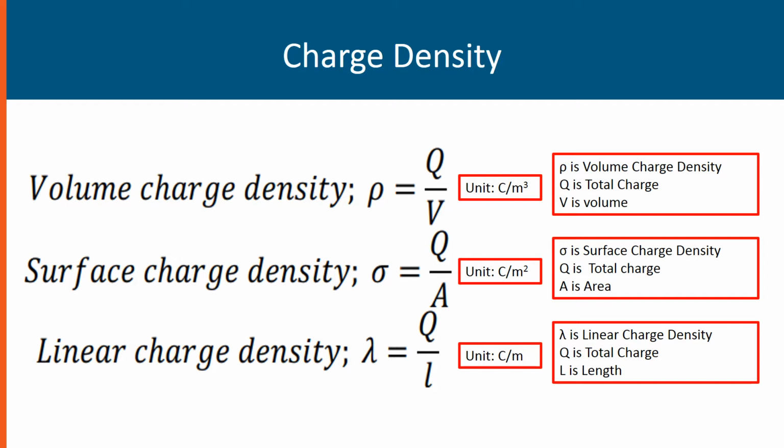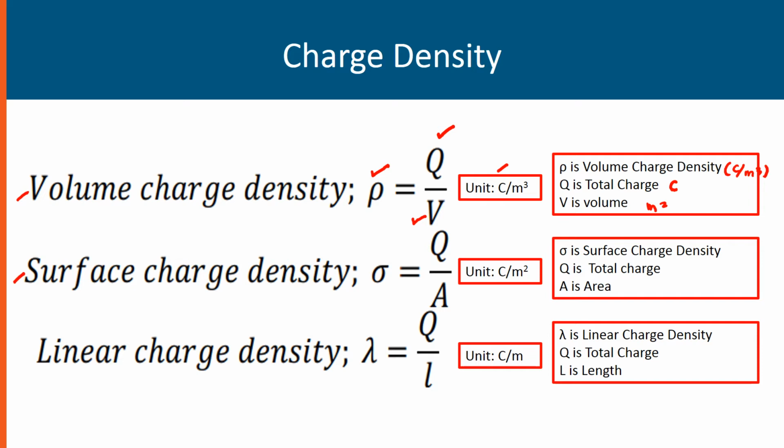So here is a summary of charge density. We have volume charge density. The unit would be coulomb per meter cubed. So we have the symbol rho is equal to total charge divided by volume, where rho is charge density. Again, the unit for that is coulomb per meter cube. The unit of total charge is coulomb, and the unit of volume is meter cube.